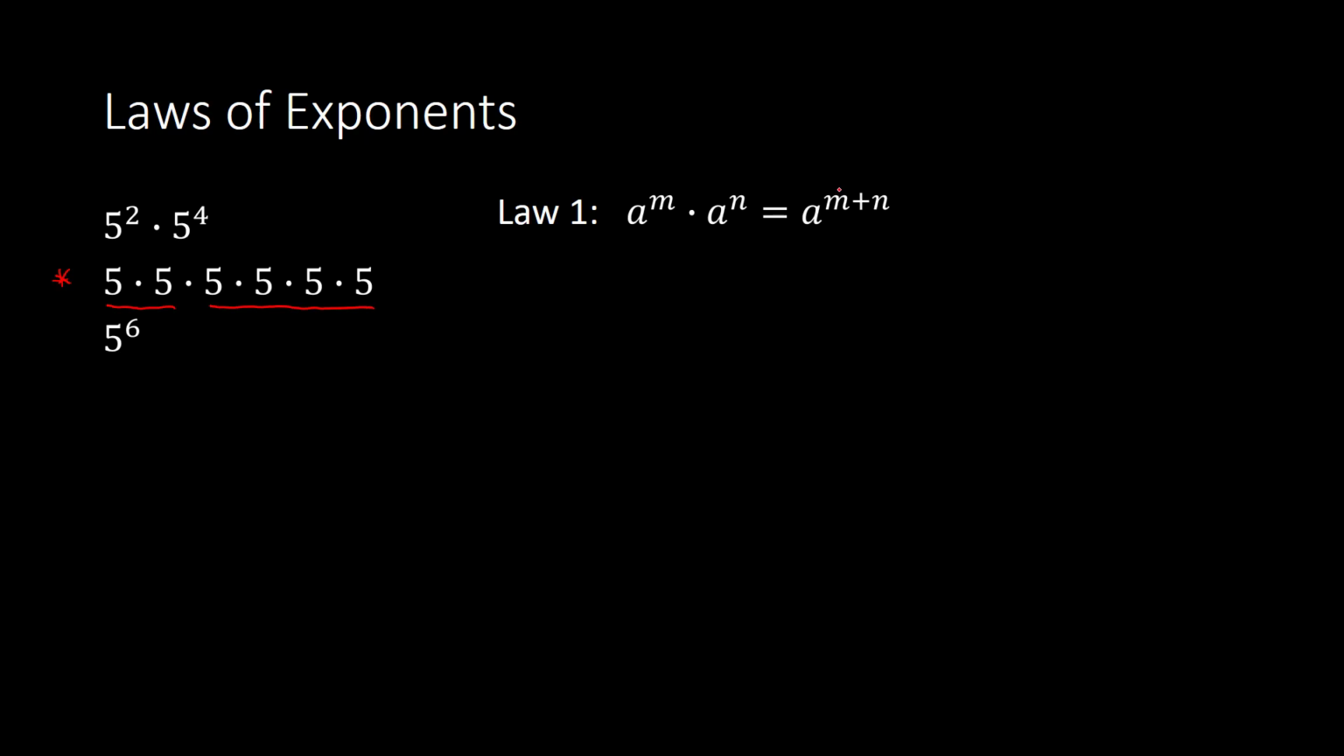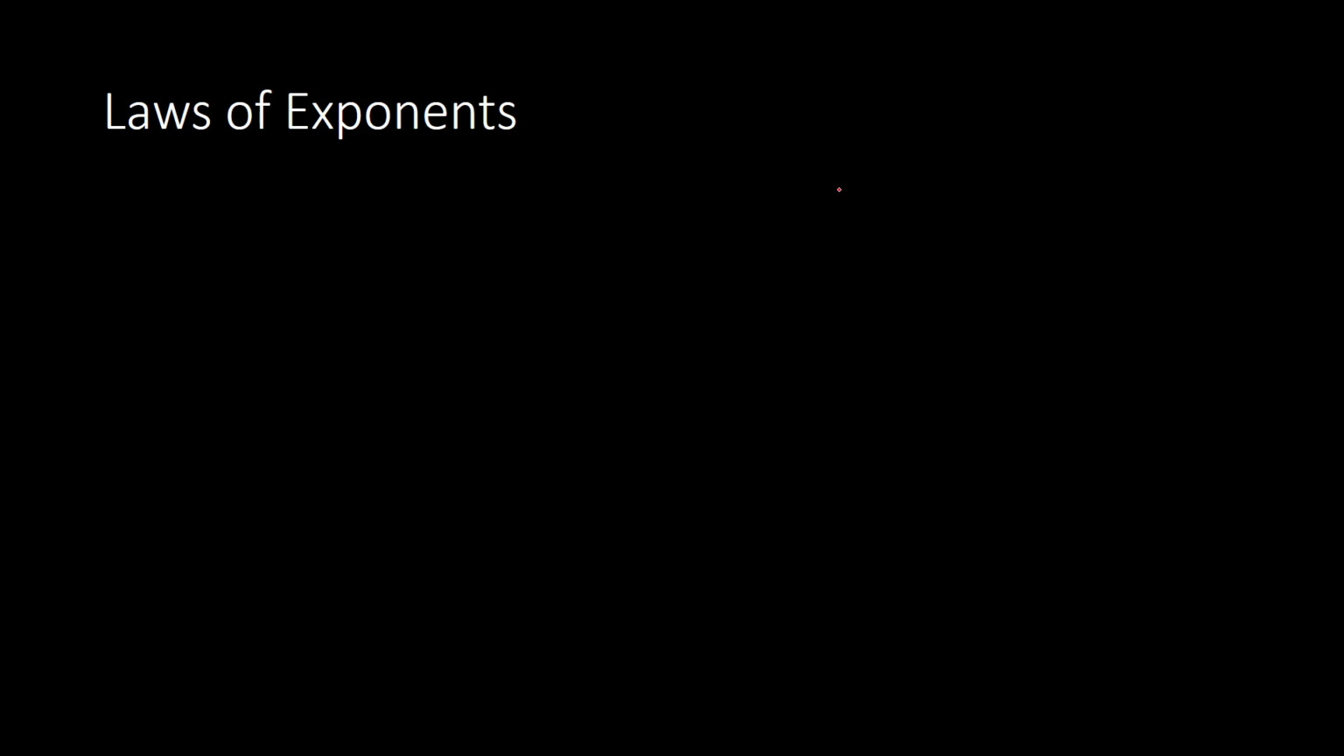I'm more concerned that you know how to use the law and not necessarily remembering the letters, a to the m times a to the n, but know how to use the law itself. The second law in action, we see here 3 times 2 squared. Ignoring the law for a second, 3 times 2 is 6, 6 squared. We know it should be 36, right?